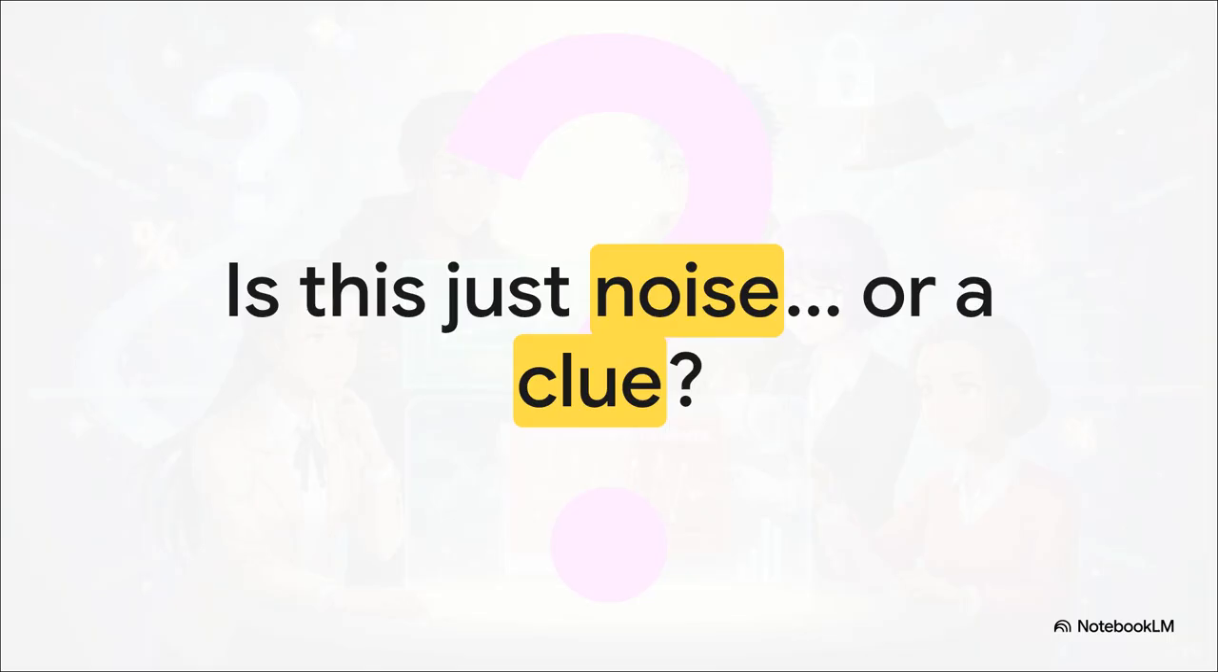Okay, so let's put on our detective hats. Look at this chart. To most people, this just looks like a total mess, right? A bunch of random dots, just static. But what if I told you there could be a pattern hidden right there in plain sight? That's the core question we're asking. Is this just noise, or is it a clue?